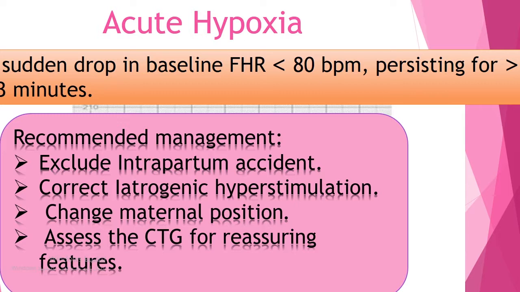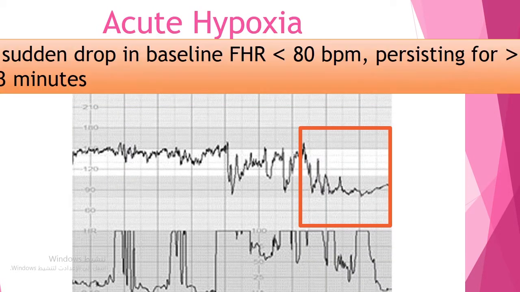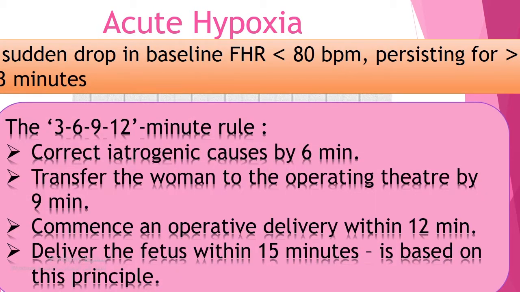The 3-6-9-12 minutes rule recommends measures to correct iatrogenic causes by 6 minutes and to transfer the woman to the operating theater by 9 minutes, if there are no attempts at recovery, so as to allow for an operative delivery within 12 minutes of the beginning of deceleration, and to deliver the fetus within 15 minutes. It is based on this principle.